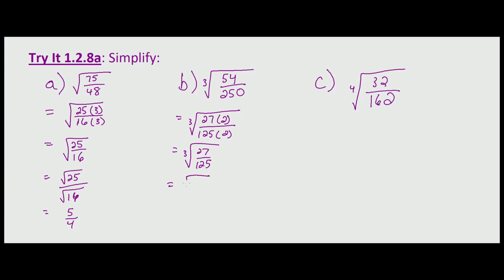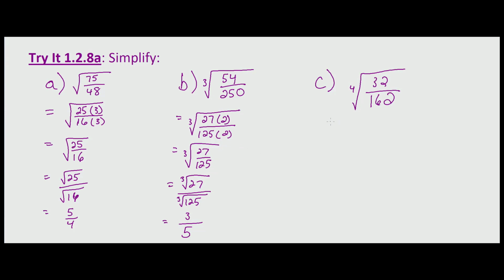That equals the separate cube roots, cube root of 27 over the cube root of 125. 3 cubed is 27, so in our numerator we have 3. The cube root of 27 is 3. And 5 cubed is 125, so the cube root of 125 is 5. So simplified, the cube root of 54 over 250 is 3/5.